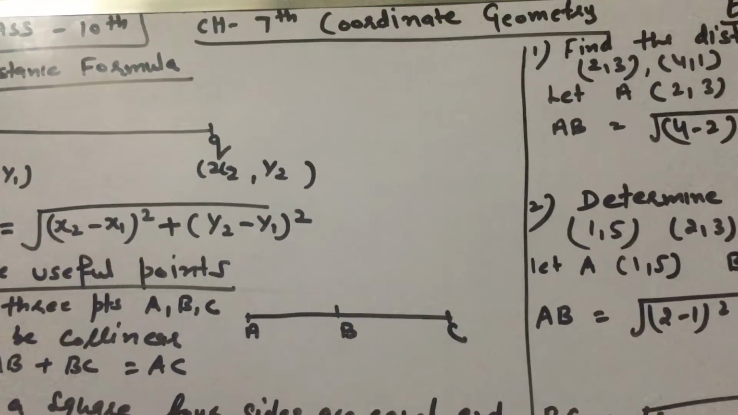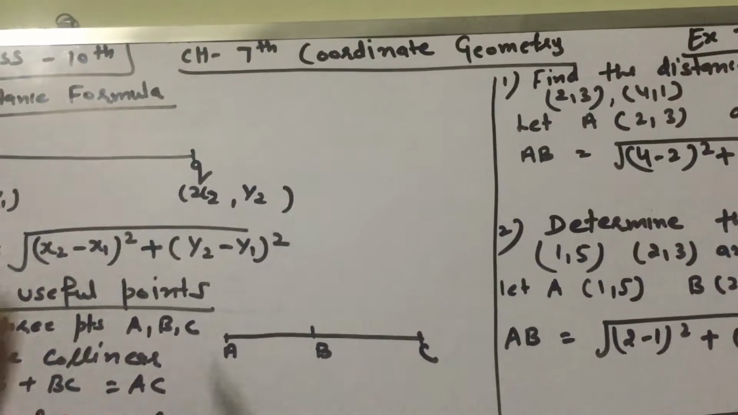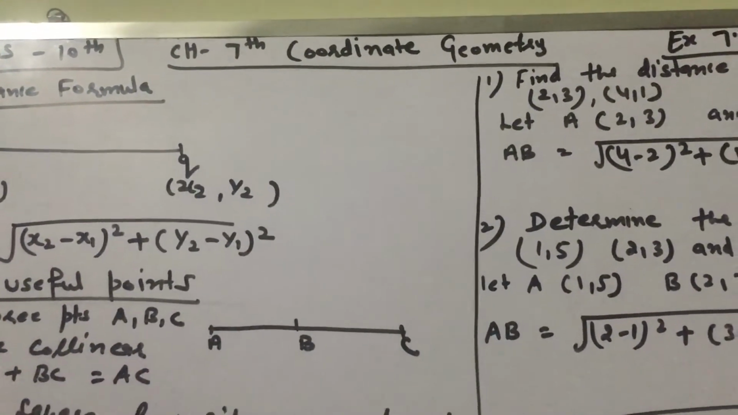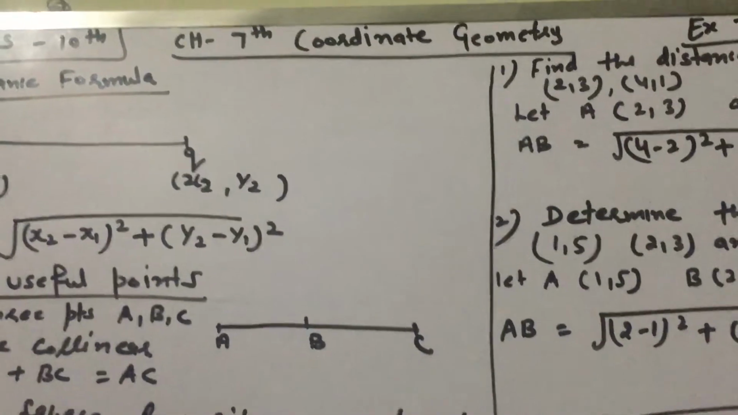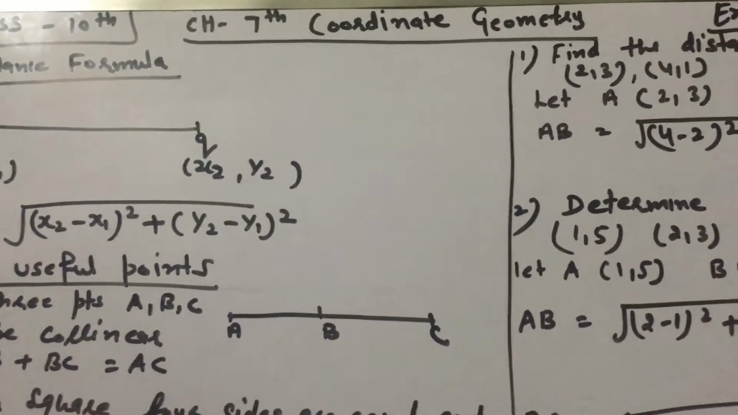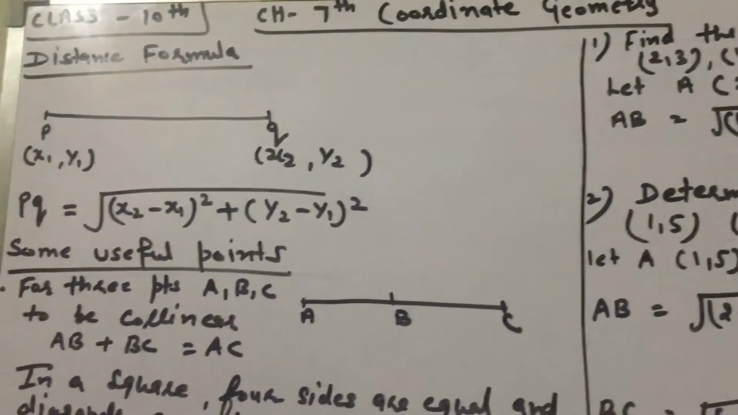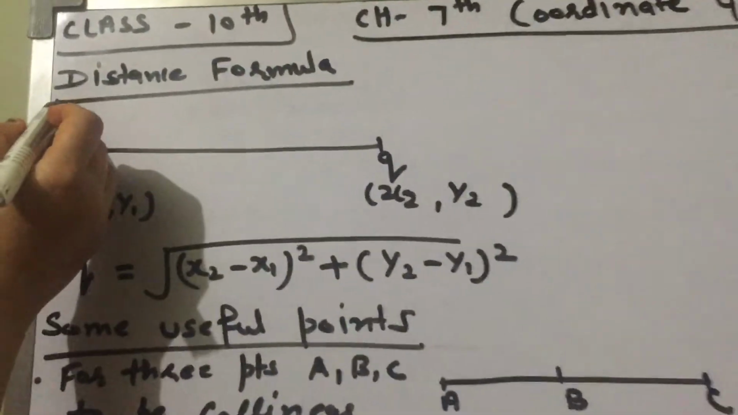Today we are going to start chapter 7, coordinate geometry. In this chapter we will discuss the distance formula, section formula and how to find the area of a triangle. Now I am going to explain the distance formula.